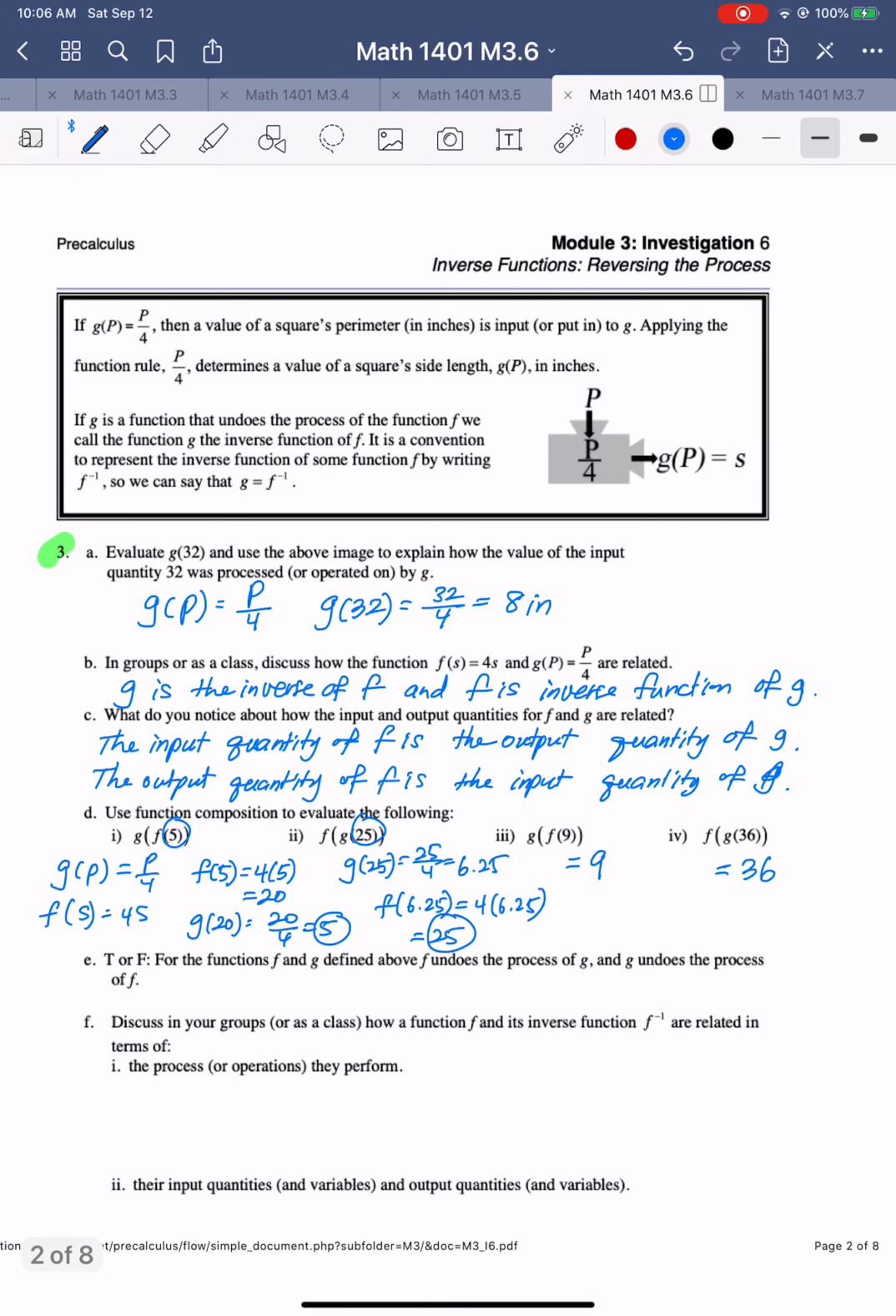Now E, true or false? For the functions f and g defined above, f undoes the process of g, and g undoes the process of f. Yes, they're inverses, true.